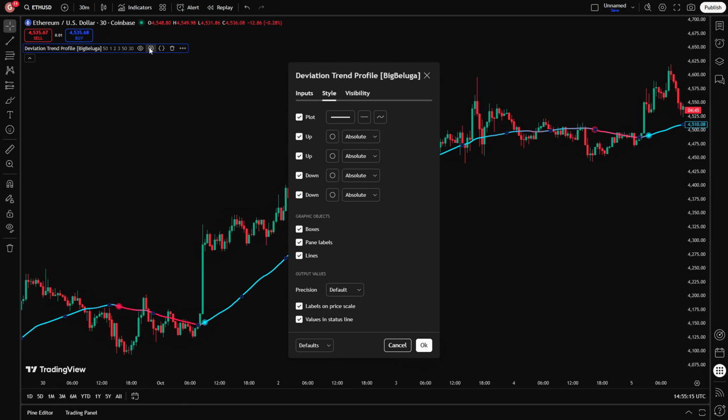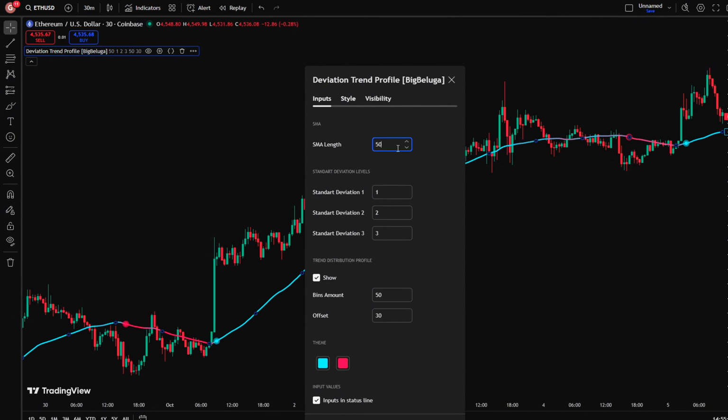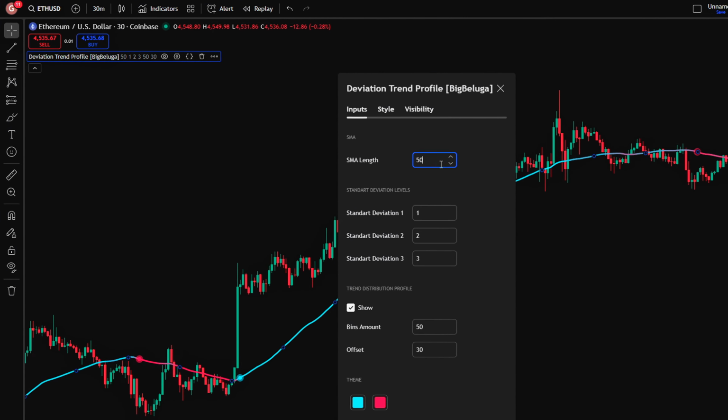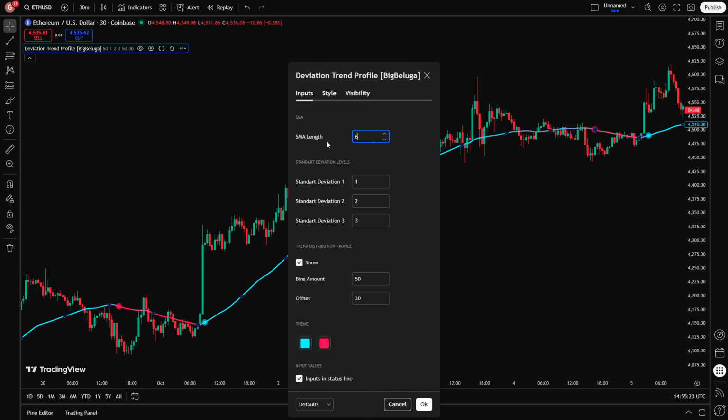Once it's added, it's time to fine-tune the settings for better performance and clarity. Settings Adjustment. Open the settings by clicking the gear icon next to the indicator name. Under the Input tab, change SMA length from 50 to 60. This small adjustment smooths the trend slightly more, helping to filter out minor noise and false signals.